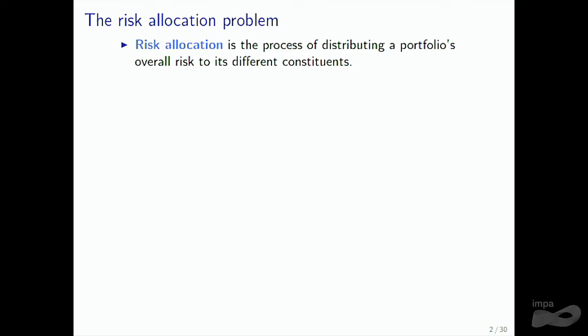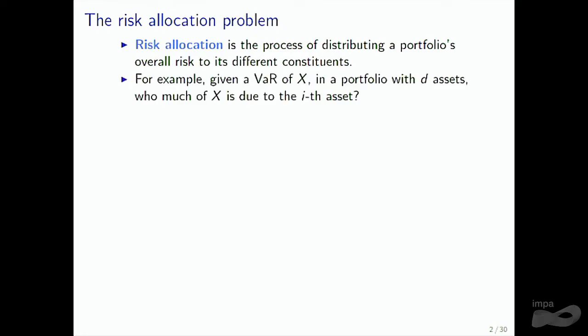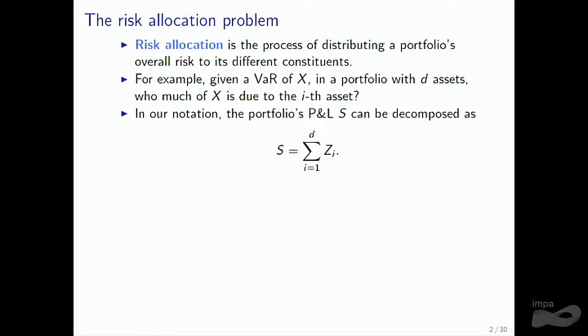into its different constituents. So you may think that we have the VaR, let's say that the VaR of a portfolio with D assets is X, and we want to know how much of this X is due to the ith asset. So in our notation, I'll say that the P&L of the portfolio is called S, and it can be decomposed like this. So S is equal to the sum of the D components of the portfolio. So the components will be called Z.